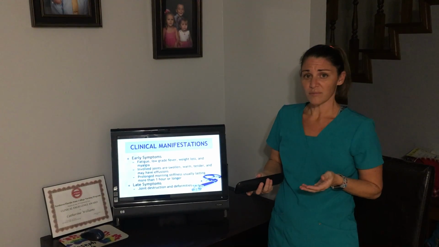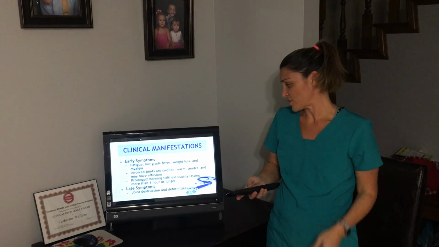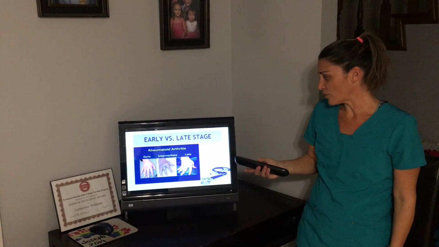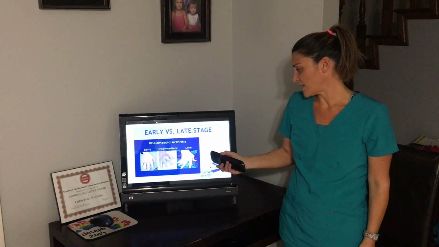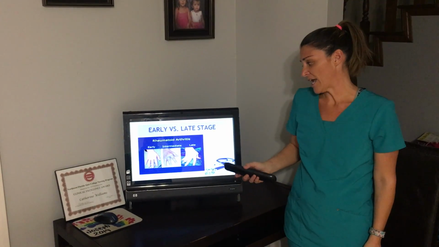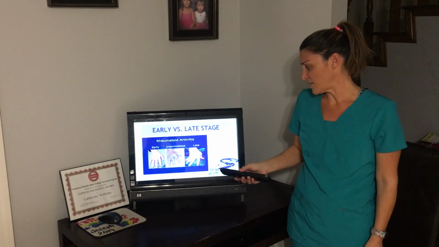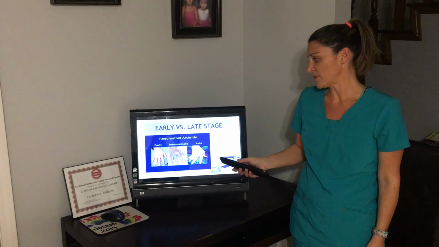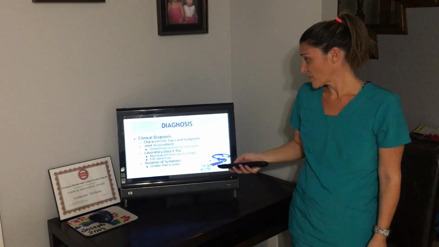In late symptoms of rheumatoid arthritis, you see total joint destruction and deformities. And in this photo, it shows the early, intermediate, and late symptoms of rheumatoid arthritis in a hand. And it shows how destructive the disease can be to the joints and how terrible the deformities can be, and how important it is to catch rheumatoid arthritis in its early stages.